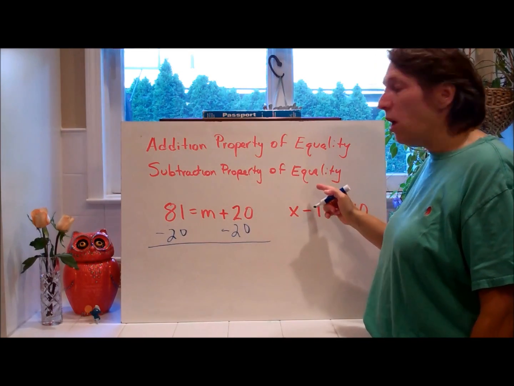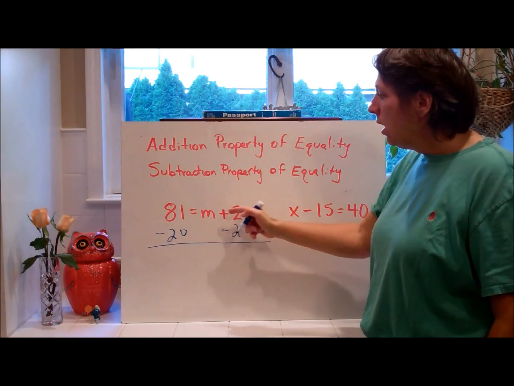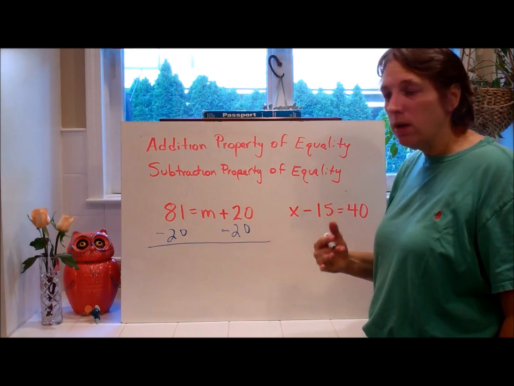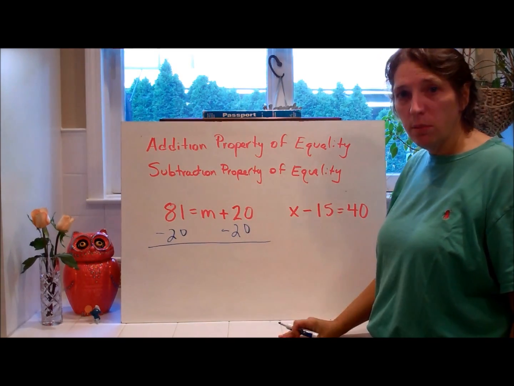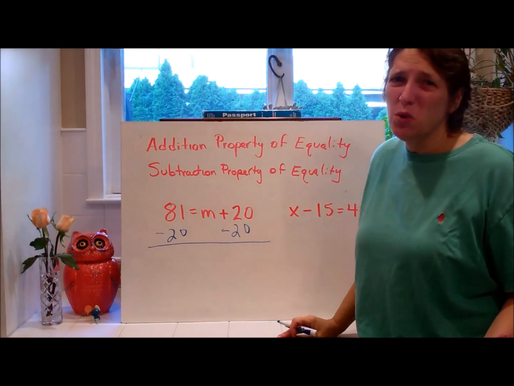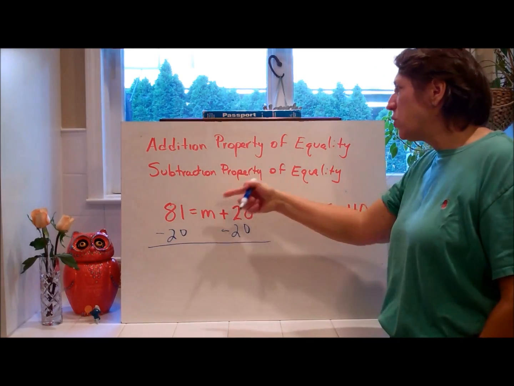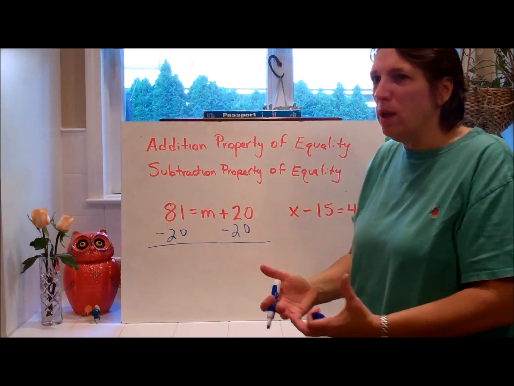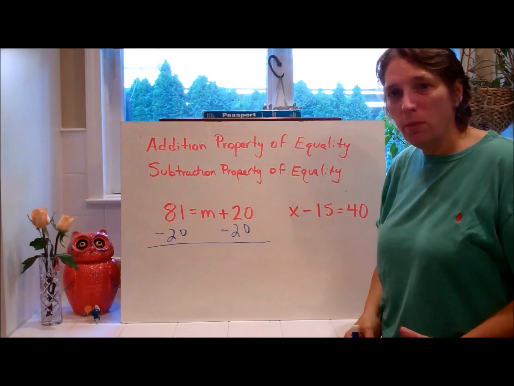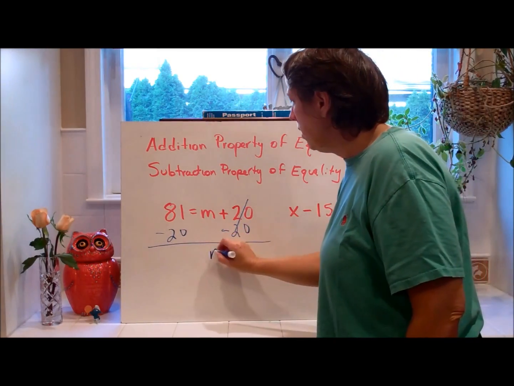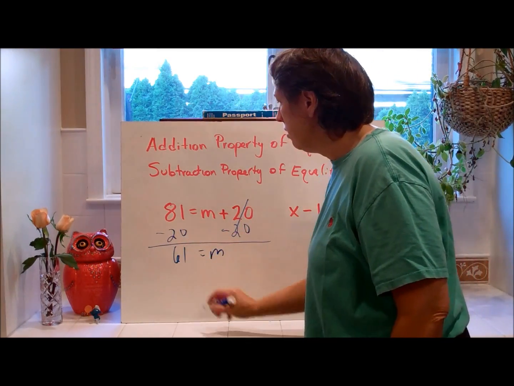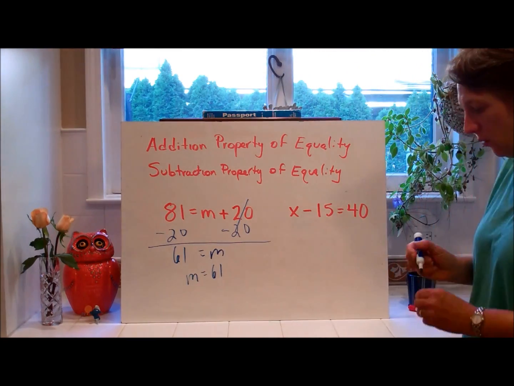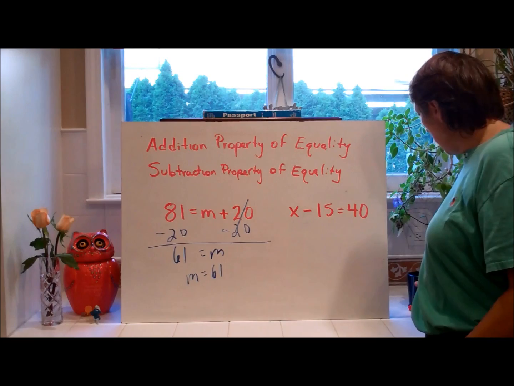And what property is that? That's the subtraction property of equality, because if we're adding to the variable, to undo that, we must subtract from both sides. What allows us to subtract from both sides? The subtraction property of equality. That allows us to subtract 20 from 20 and 20 from 81. So we get m equals 61. Either way is right.